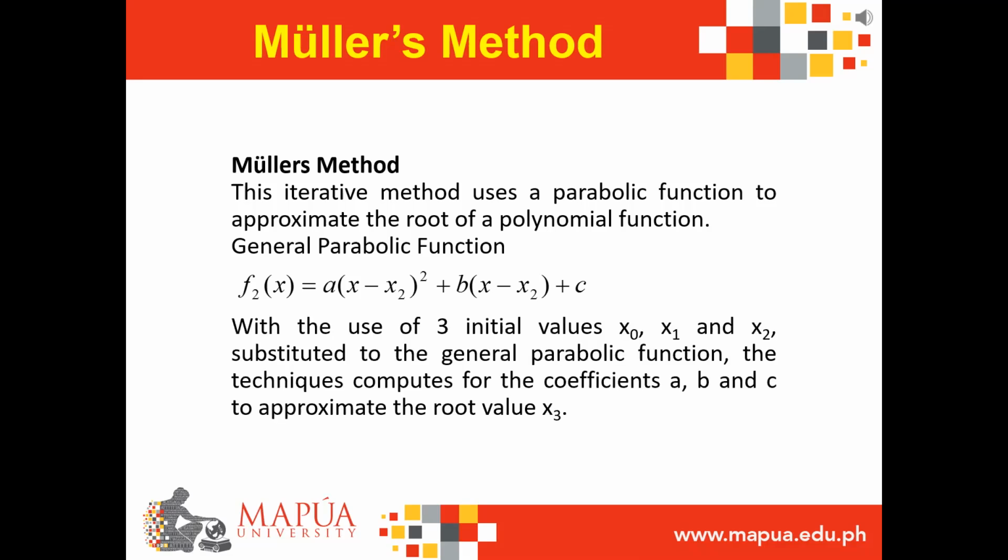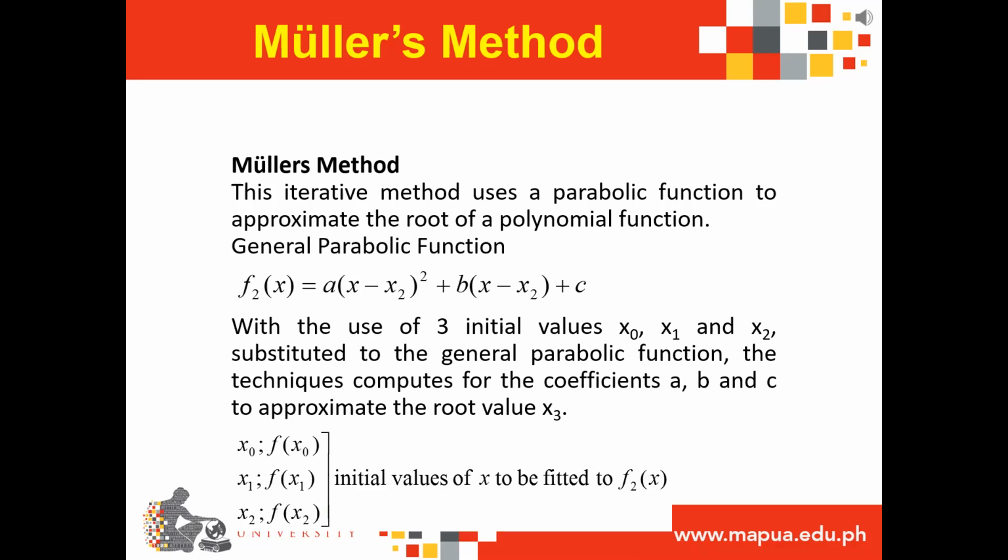With the use of these three initial values, x0, x1, and x2, substituted to your general parabolic function, the technique computes for coefficients a, b, and c in order to approximate the root value called x3. These initial values x0, x1, x2, along with their functions f(x0), f(x1), f(x2), are used as initial values and are fitted onto your general parabolic function.